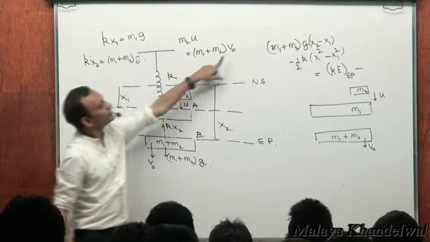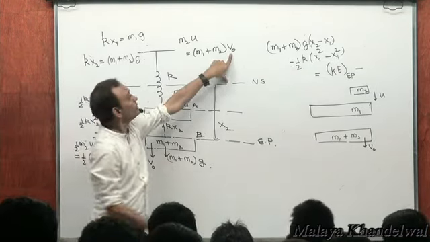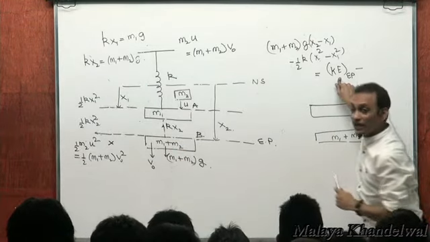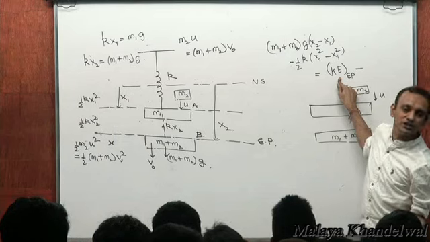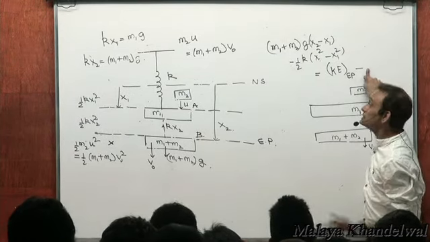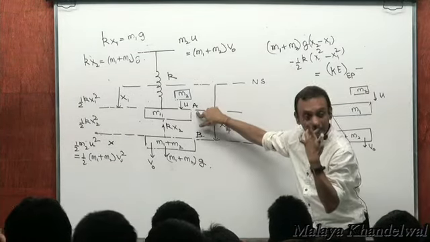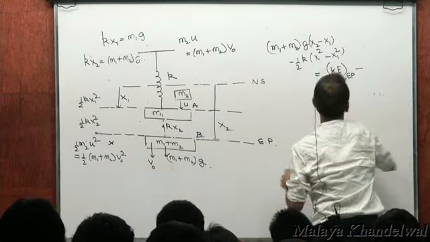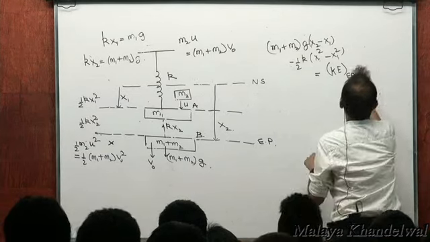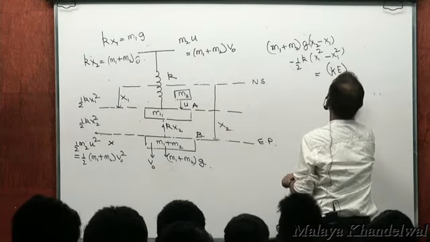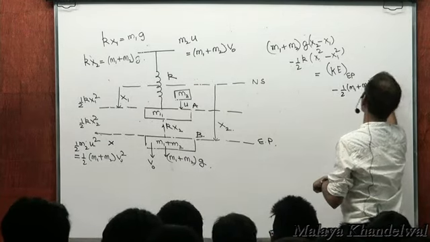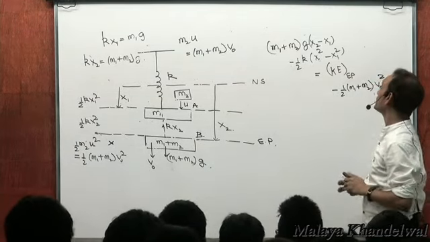So I know v naught. So the kinetic energy at the equilibrium position will be the total energy of the system minus the kinetic energy at A. What's the kinetic energy at A of the system when it starts to oscillate? Half (m1 plus m2) into v naught squared would be the kinetic energy at A.